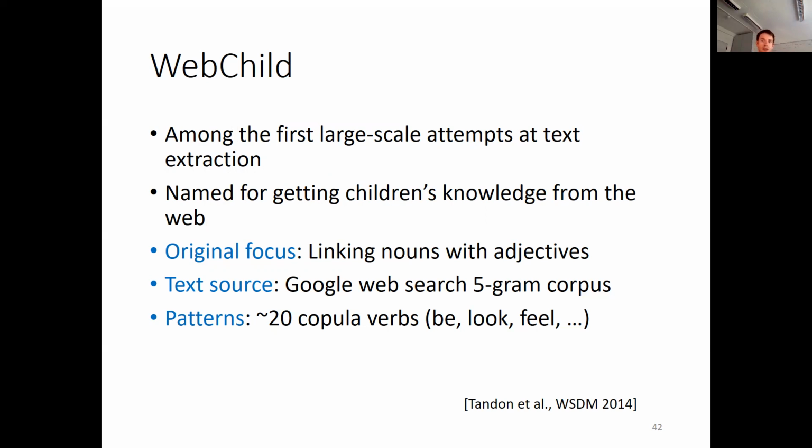And as text source, it used a Google 5-gram corpus. I think it's Google Books actually. And about 20 manually defined patterns. So a few copular verbs like be, look, feel. So apples look colorful, or sport feels fun, or similar verbs.